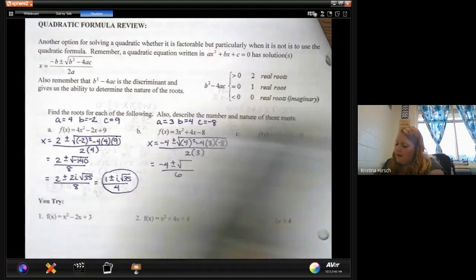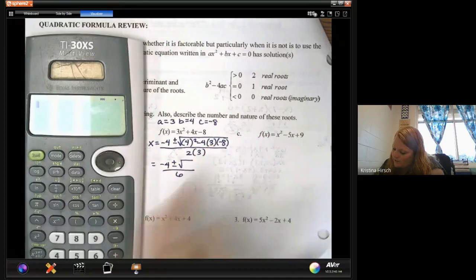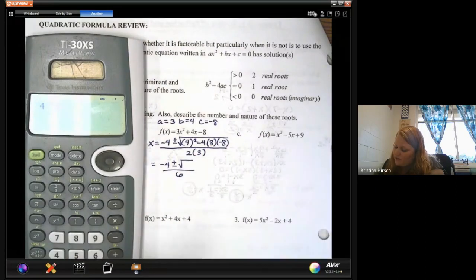All right, so in my calculator, I'm going to type in the discriminant portion. So I have 4 squared, make sure you use parentheses, subtract 4, parentheses with a 3, parentheses with a -8.